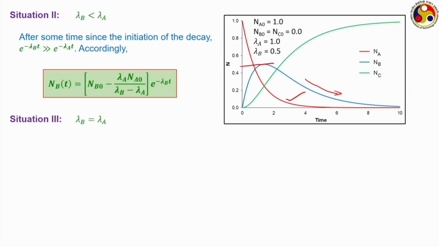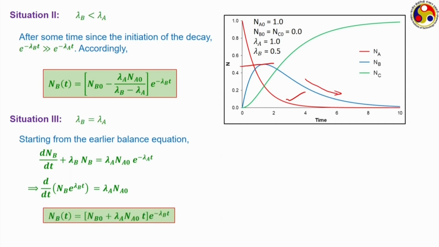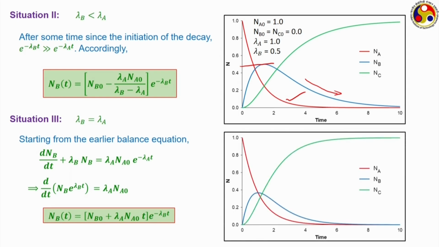And now, the very interesting situation where we can have lambda A and lambda B equal to each other. Now, the previous mathematical expression we can't apply here, because that will lead us to a 0 by 0 kind of situation. Rather, we can go back to the earlier balance equation to write something like this, and we can straight away solve this again by multiplying both sides with e to the power lambda B t. We get this particular form, and finally the corresponding expression of Nb as something like this. So if we represent it graphically, this is the graphical form that we are getting, which has been plotted considering both lambda A and lambda B to be equal to 1.